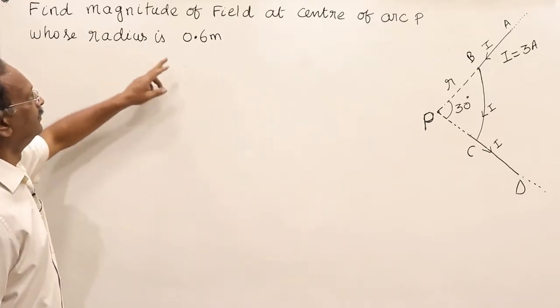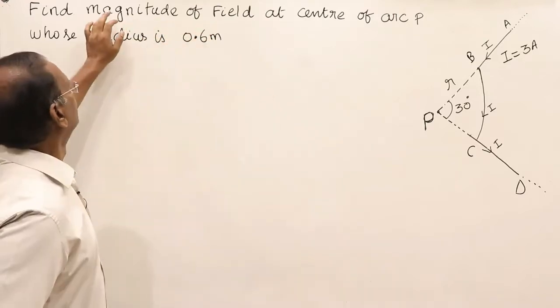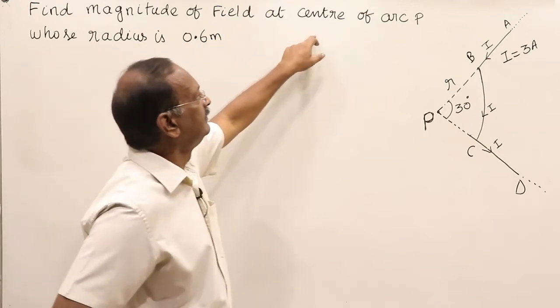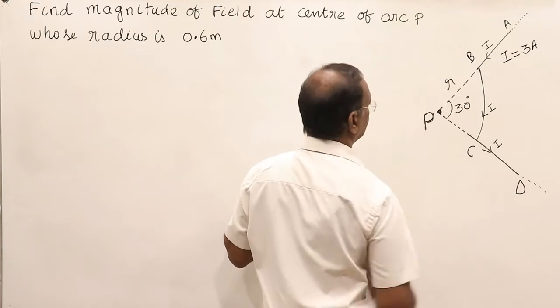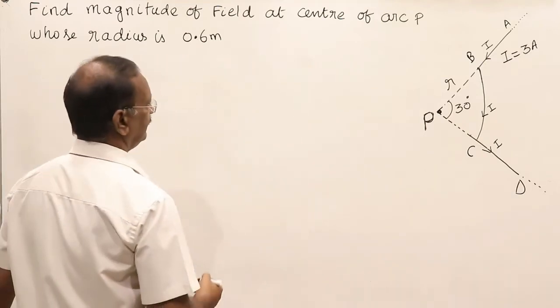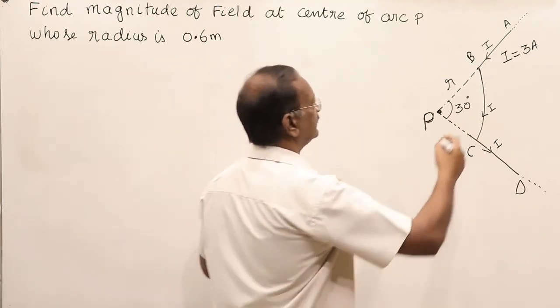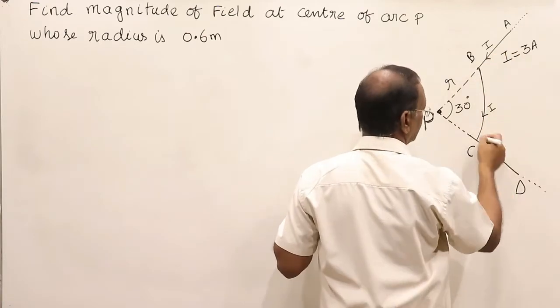Find the magnitude of the magnetic field at the center of the arc. This is the center of the arc at P. See, it has got two portions. This is a wire portion.